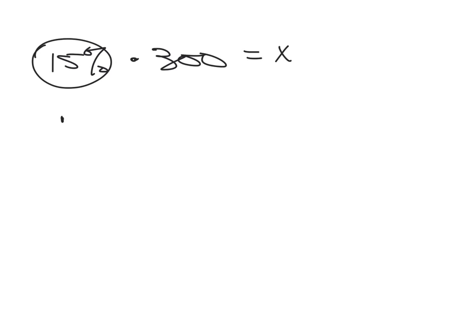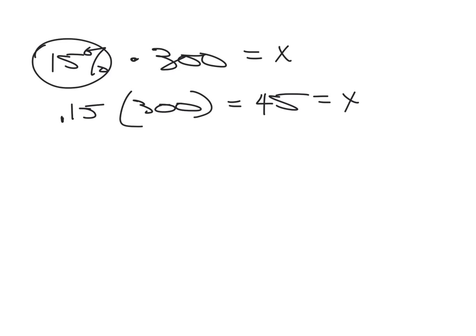15% of 300 is what number? Again, we can't do anything because that's in the percent, so we move the decimal over 2, and we multiply 0.15 times 300, and that gives me 45. So that equals x. So what I found out was 15% of 300 is 45.